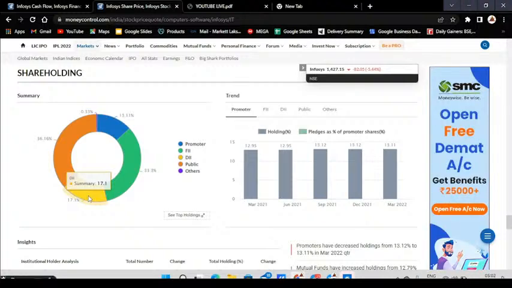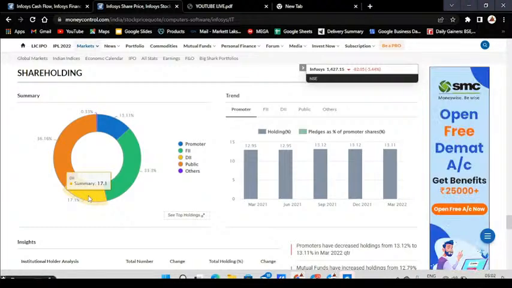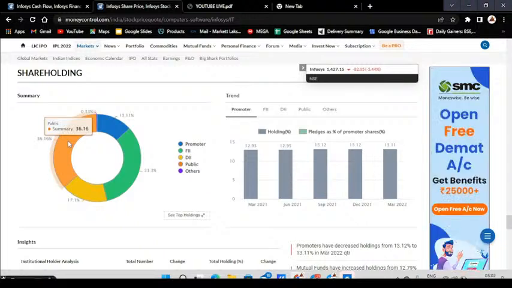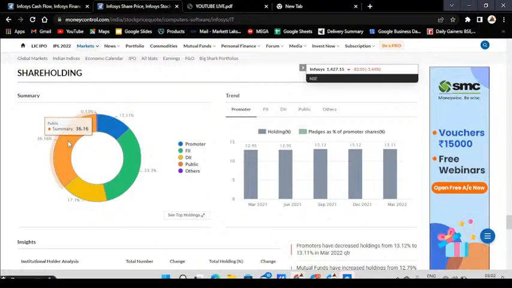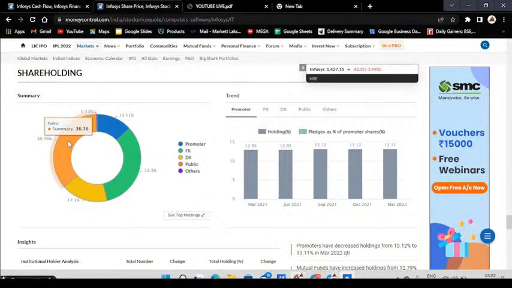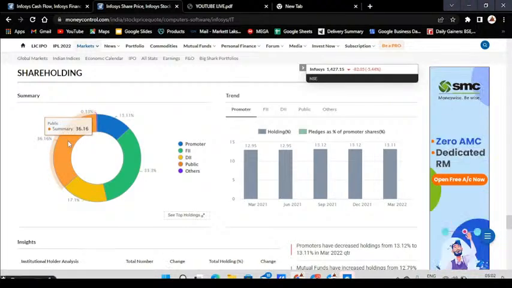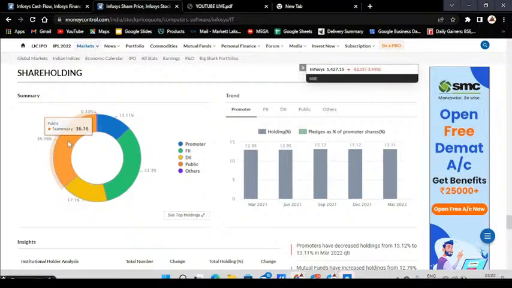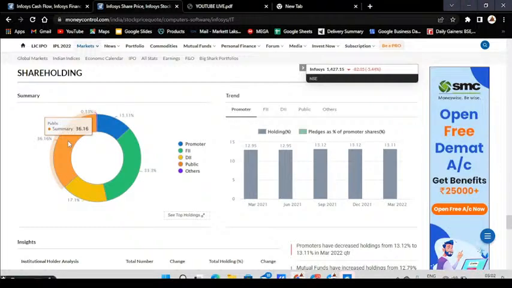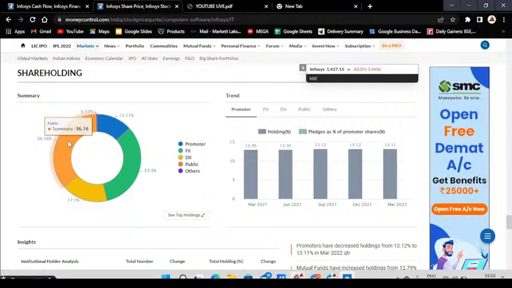Now, the next is public. Public, who is public? We, I and you are public, the retail investors. We are holding 36.16%. Not just we. कहने से किसी के डीमेट में नहीं आएंगे. I'm taking as a public. So, what's the difference between public and FIIs? Just around 3%, not more than that. So, the major holders in the Infosys are FIIs and the retail investors.